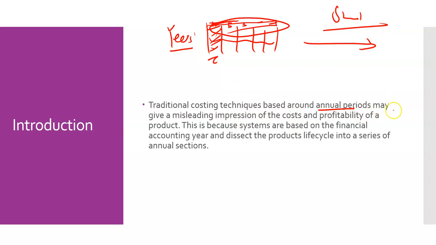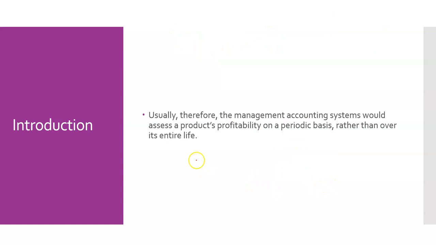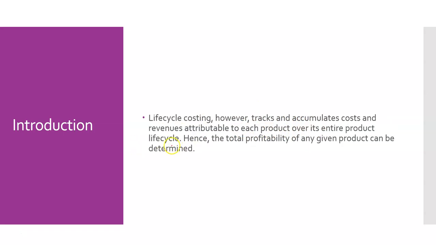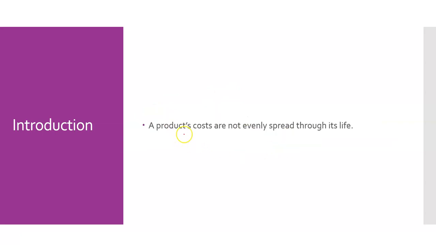Traditionally costing techniques are based around annual periods, which may give a misleading impression of the costs and profitability of a product. Like I say, this is because systems are based around the financial accounting year and separate the product life cycle into a series of annual sections. Usually, therefore, management accounting systems would assess this on a periodic basis rather than over its entire life. Life cycle costing looks at what's happening over the life of a project.